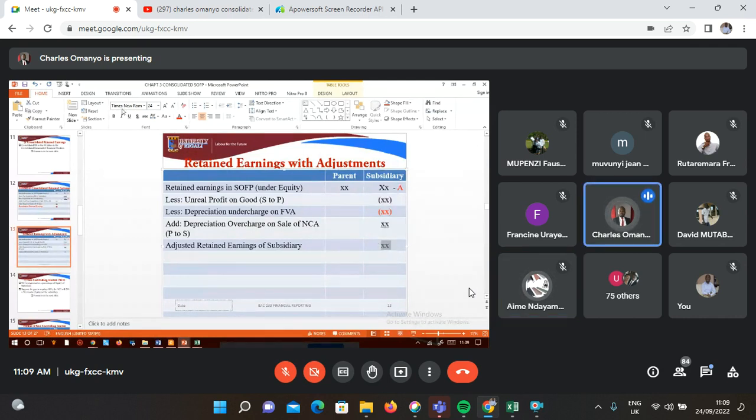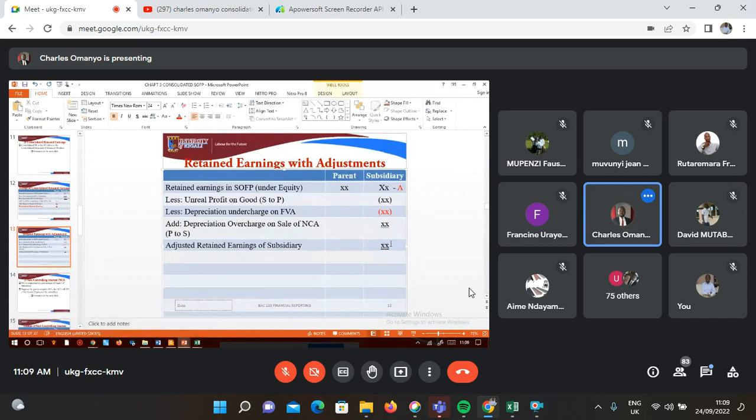What have I been working on? Adjustments that affect the subsidiary. If I put all of them at the same time, you will get mixed up. So I started with adjustments that affect the profit of the subsidiary, not the parent. And then you come and get the percentage.